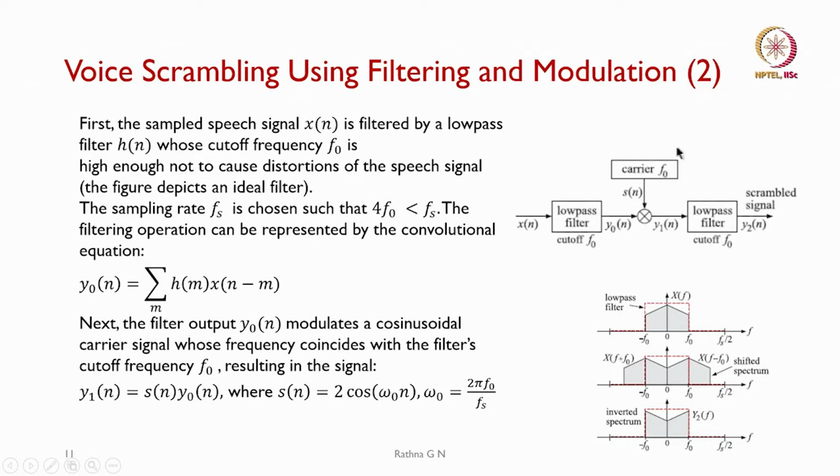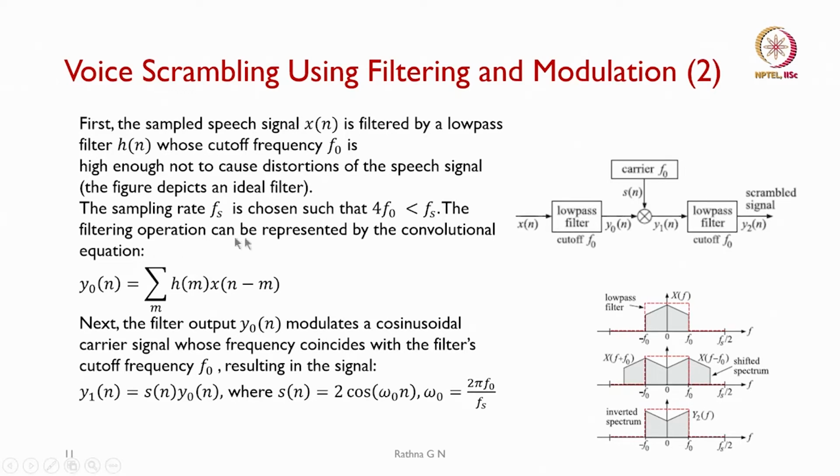That is the ideal filter we are going to call it here, as you can see in the figure. This is the low pass filter, and its band is minus f naught to f naught. The sampling frequency Fs is chosen such that 4 times f naught is less than Fs. That means your sampling frequency has to be greater than 4 times the frequency component you want to pass.